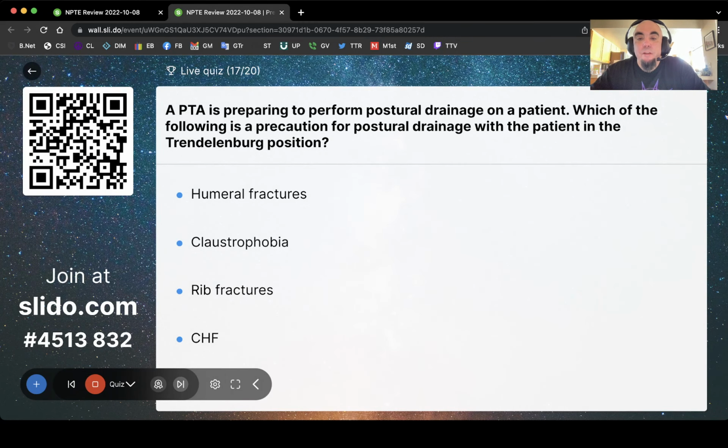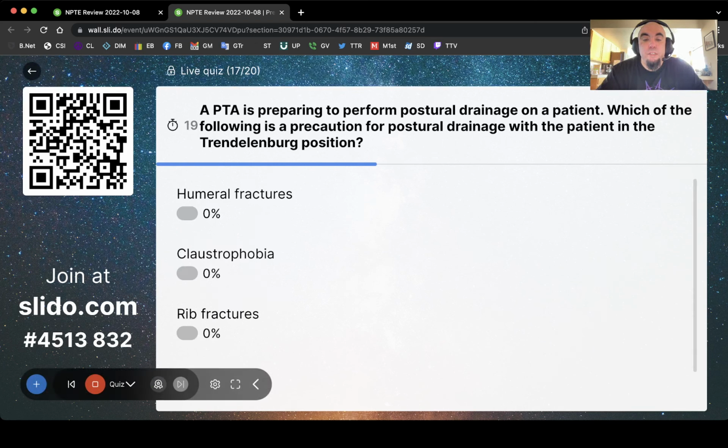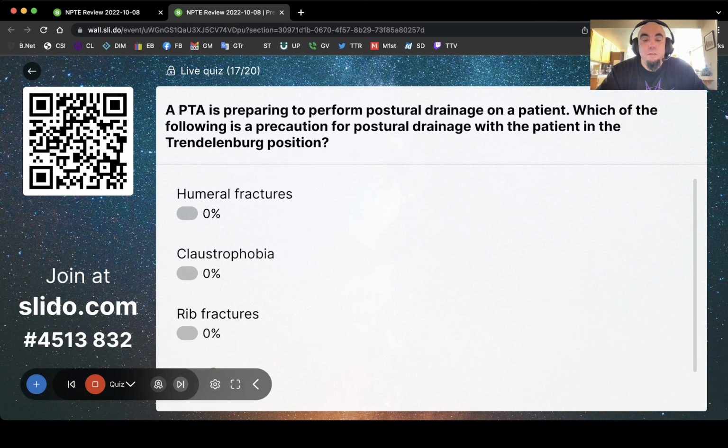A PTA is preparing to perform postural drainage on a patient. Which of the following is a precaution for postural drainage? Again, not a contraindication now, precaution with the patient. Humeral fractures, claustrophobia, rib fractures, or congestive heart failure. We're looking for a precaution. Right? And so going through these choices, the main problem that is the precaution here.